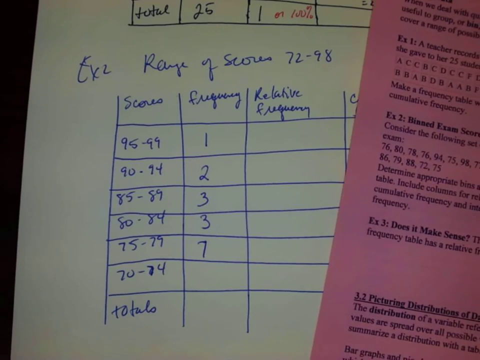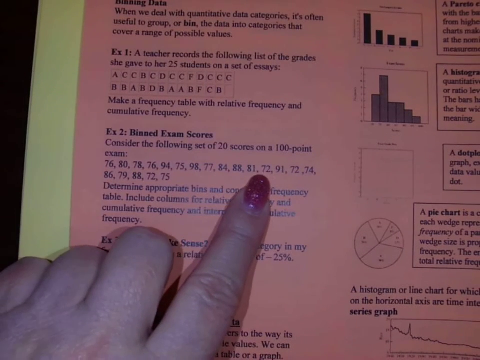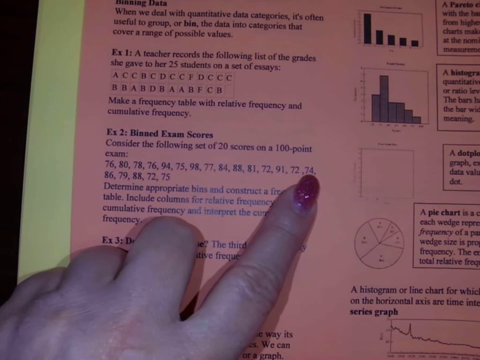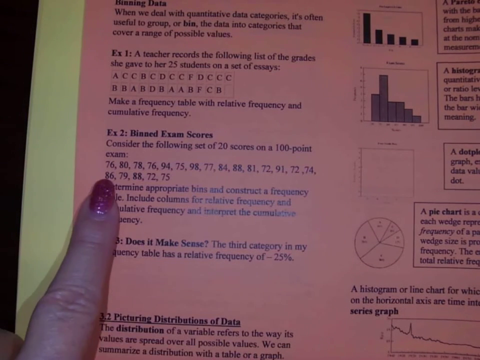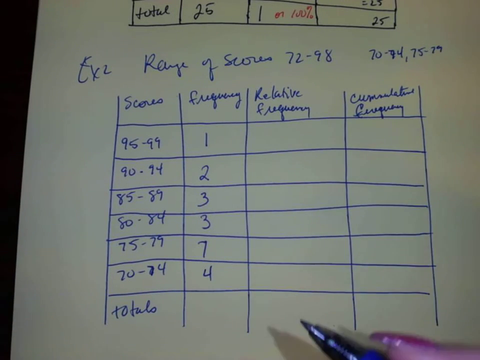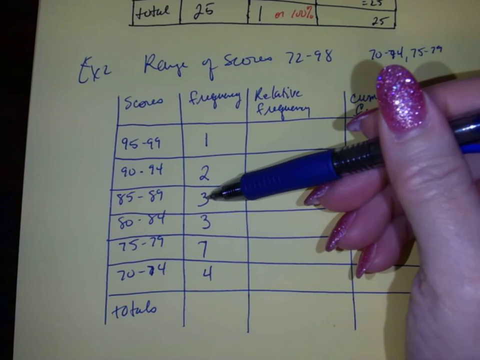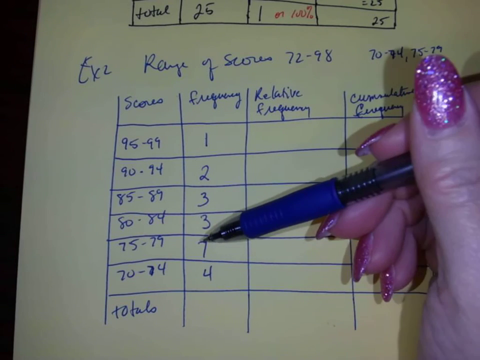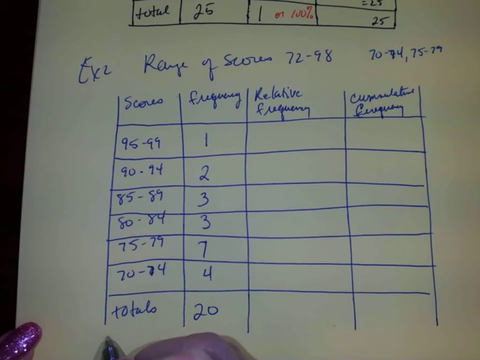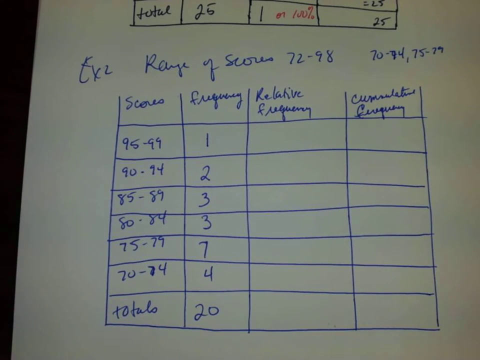And then from 70 to 74, we have a 72, there's 1. 72 is 2. 74 is 3. And 72 is 4. So again, I'm going to check my totals. So 1 and 2 is 3, plus 3 is 6, plus 3 is 9, plus 7 is 16, plus 4 is 20. That is correct. That's how many it said that we had.